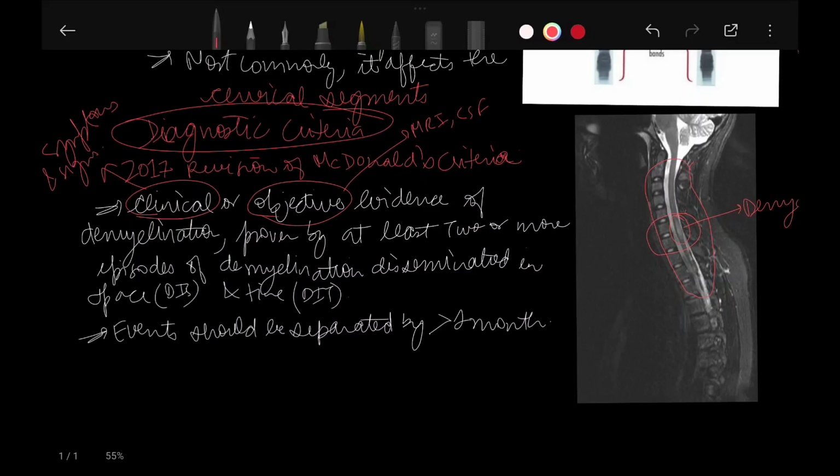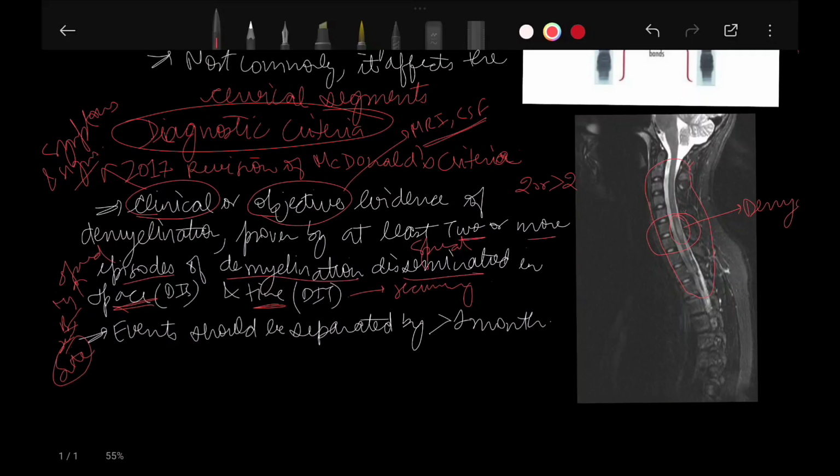Clinical or objective evidence of demyelination proven by at least 2 or more episodes of demyelination. Okay, there can be 2 or more than 2 episodes of demyelination, by clinical signs and symptoms, or MRI, CSF analysis, which has disseminated. Okay, which is spread both in space, that is it has spread in brain or spinal cord, and time, it means that the episodes are recurring. Space means spread in brain, spinal cord, or any site related to it, and time means it can be recurring, and events should be separated by more than 1 month. This is also diagnostic criteria.